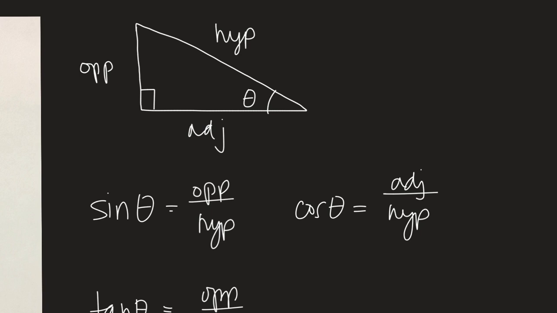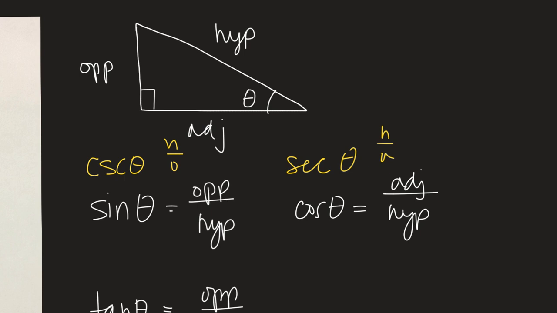And then we talked about your 3 reciprocals. So we had the cosecant function, which was the reciprocal of the sine. We had the secant function, which was the reciprocal of the cosine. And we, of course, had the cotan function, which was the reciprocal of the tan. So hypotenuse over opposite, hypotenuse over adjacent, and adjacent over opposite for your 3 trig reciprocals.